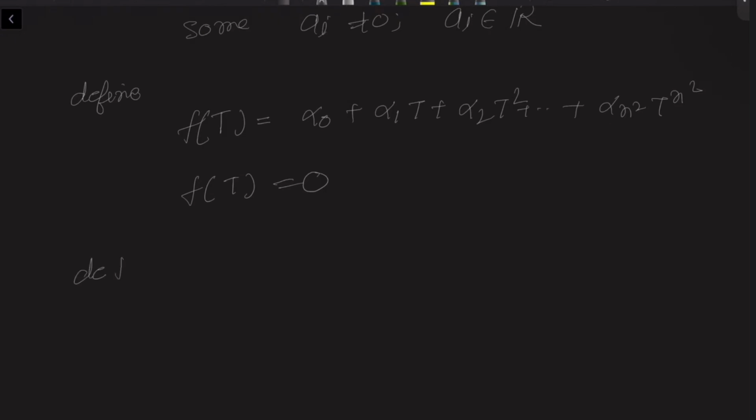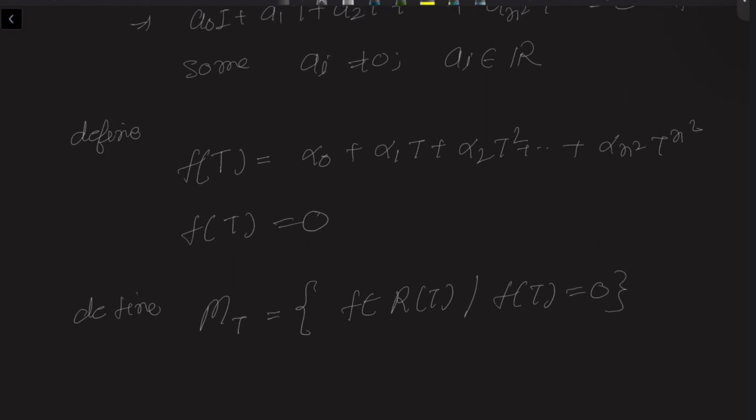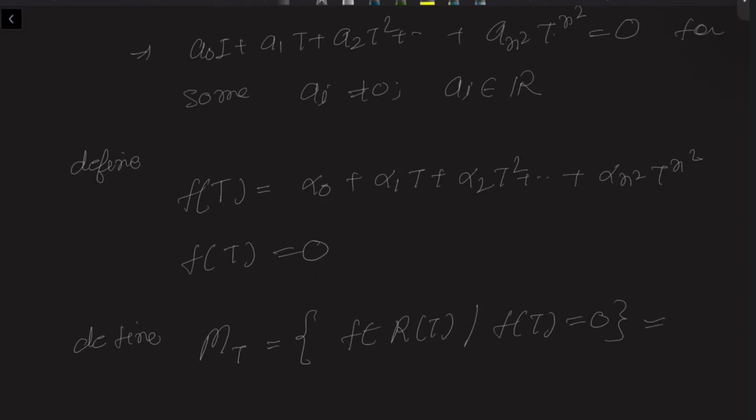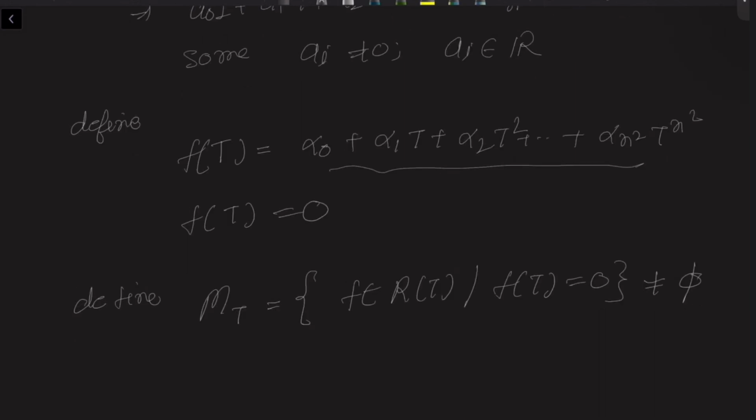So define M(T), a set of polynomials. These are the set of real polynomials such that f of T equals 0. So I have taken a collection of all such polynomials f of T which are real, such that f of T equals 0. And now clearly we can see that at least one element is there, right? It is not empty, because f of T equals 0 is in it. So M(T) is not empty. It is clear.